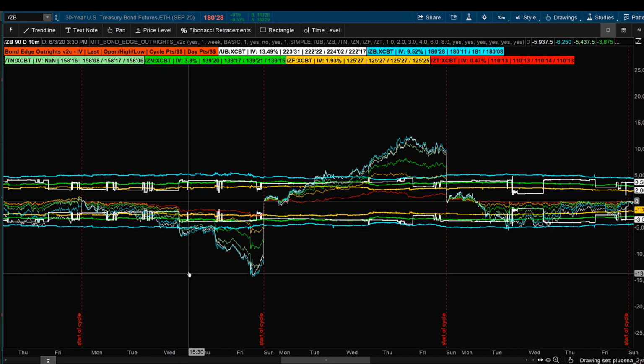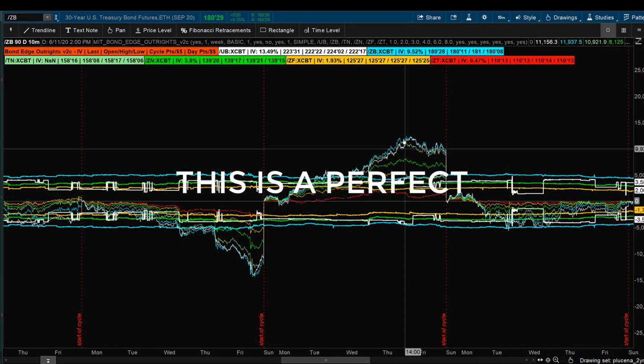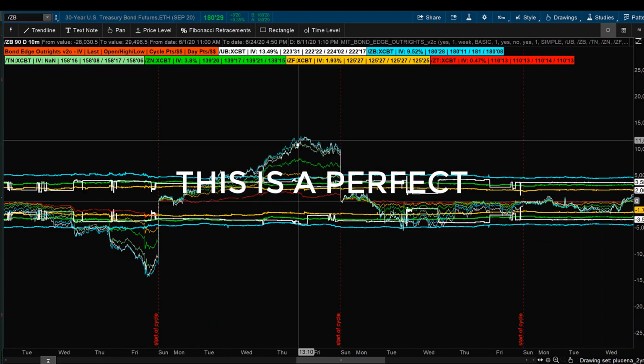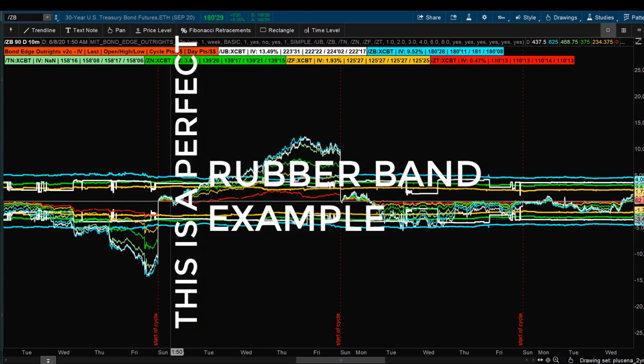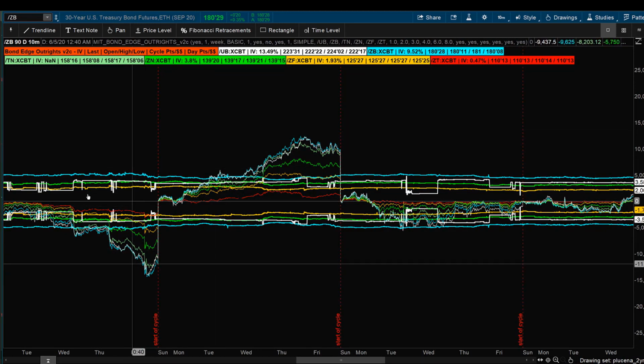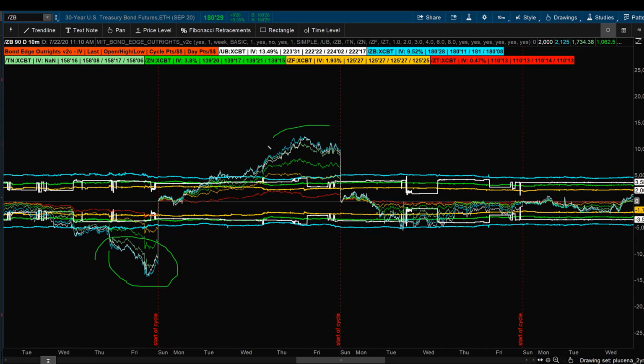Eventually, the rubber band gets pulled downward, and once it can't take it anymore, it snaps back. This is a perfect rubber band example. The transition from the period that we just saw right here, this period, versus this period right here. That's pure rubber band trade.